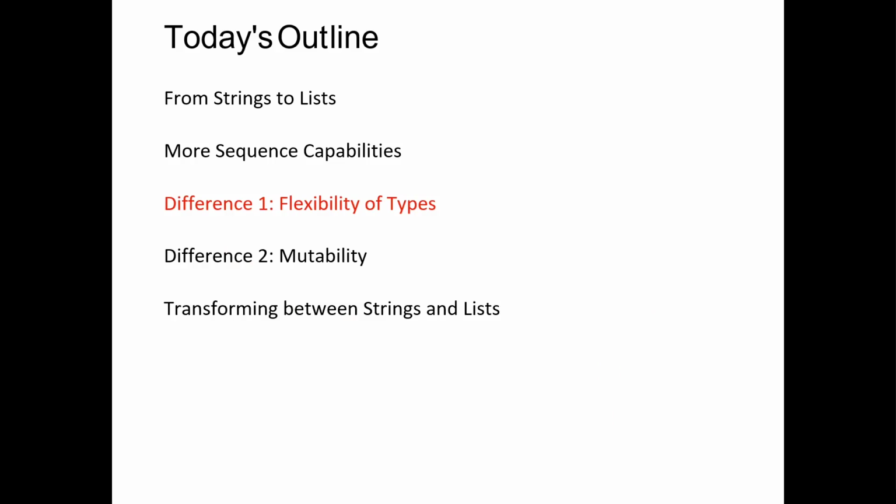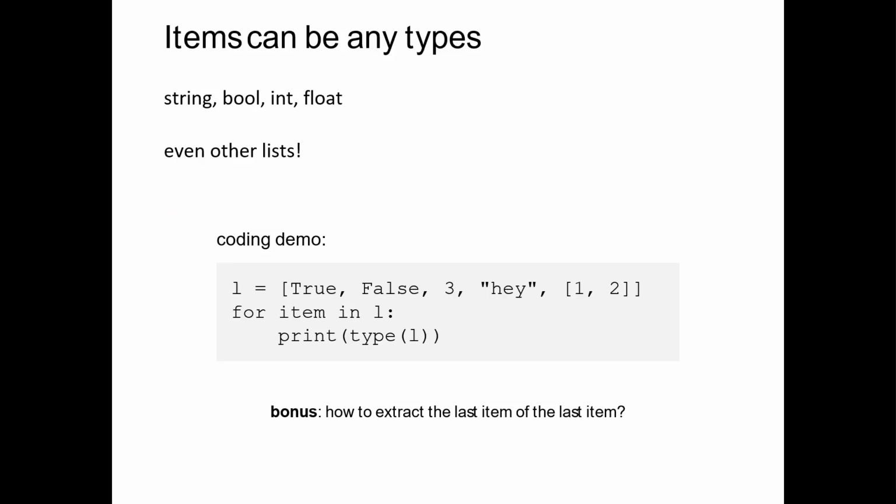All right, so flexibility of types will be next. Here's the idea. I can have a list. They're just little boxes all in a row in order. They've got an index or a number associated with them, but I can put in any kind of data I want. So far, the data we've seen: strings, booleans, integers, floats, and even other lists. So I'm going to jump over to Python Tutor real quick.